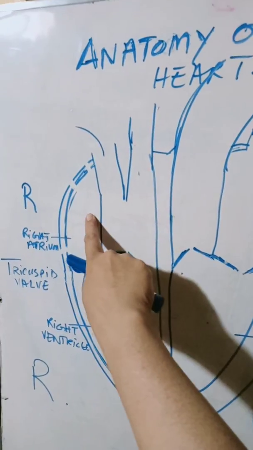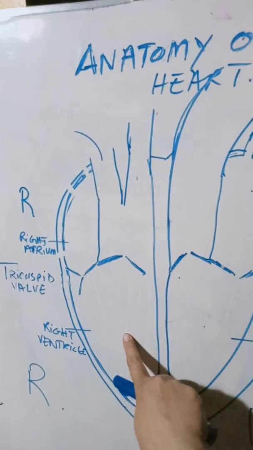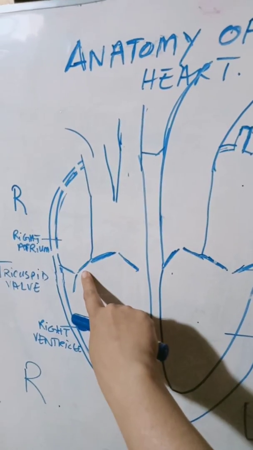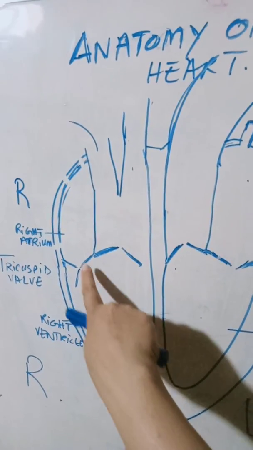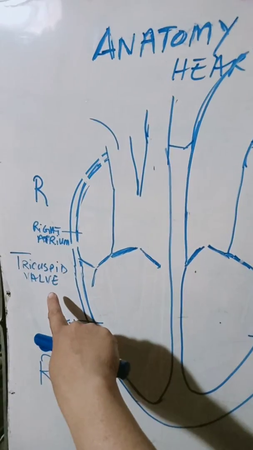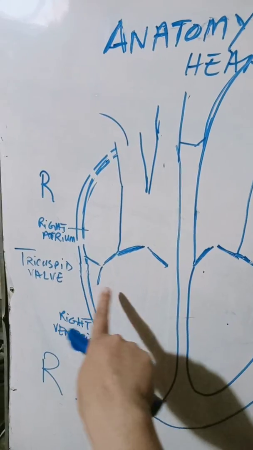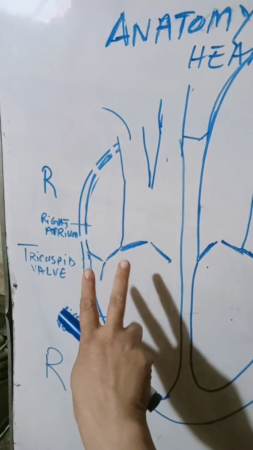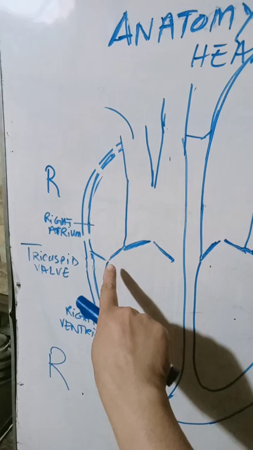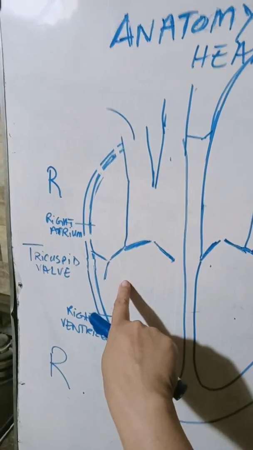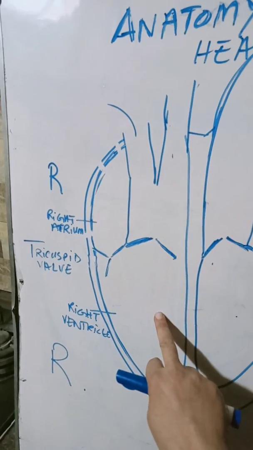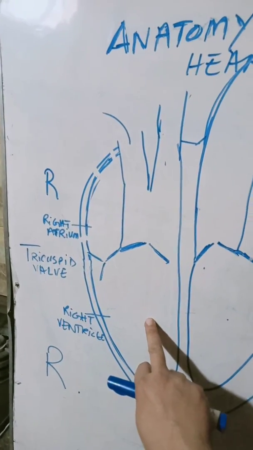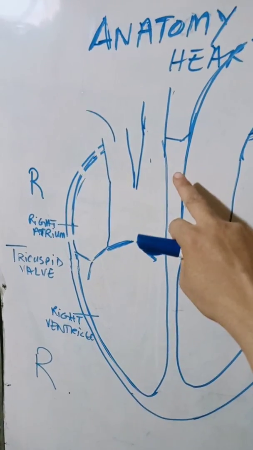Now from the right atrium, blood is coming into the right ventricle. A valve is present at the opening of the right atrium and ventricle, which is called the tricuspid valve. Tri means three. This valve has three cusps. Three cusps means it has three door-like things, which control the backflow of blood. Fine.